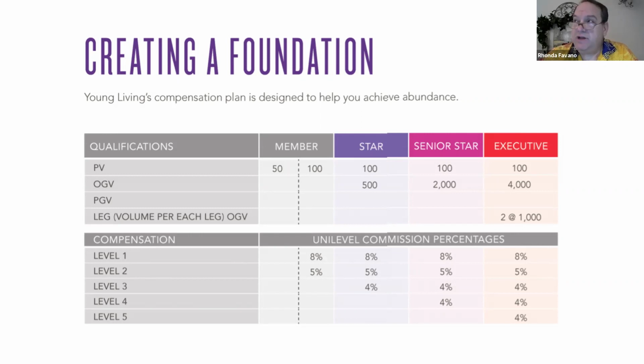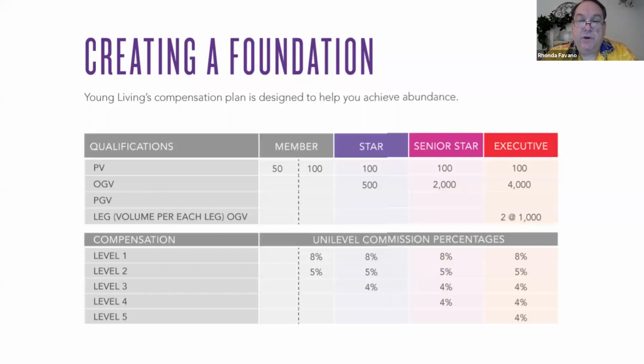If you go back to those terms and definitions, legs start at the first 100 PV order. So your first level person might have 50 PV. Your second level person might have 100 PV. As long as that leg under that 100 has 1,000, that counts as a qualified leg.